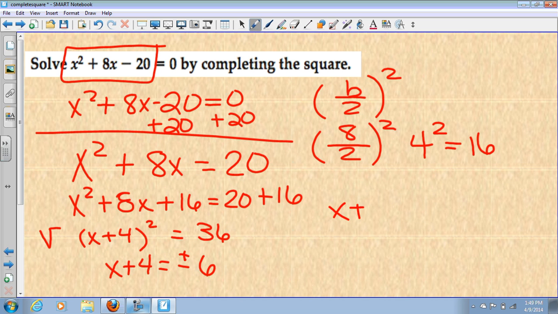x plus 4 equals 6. x plus 4 equals negative 6. And I subtract 4 from both sides of that. I get x equals 2 or negative 10. Okay, I think you have a few more. You can try those on your own and have me check.